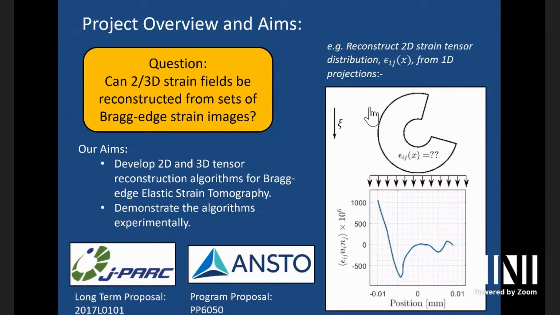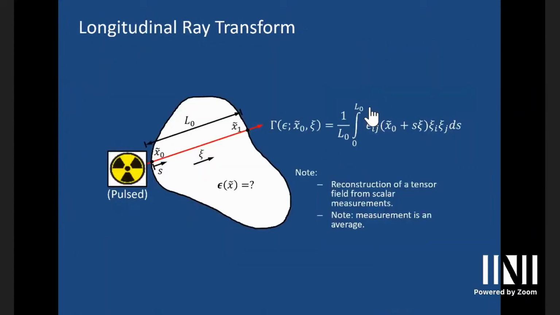And so the question we have is, can we go from a set of these images of an object backwards to working out what the actual strain field is inside an object? And that's been a problem we've been working on for a little while now. Okay, so what's the transform?